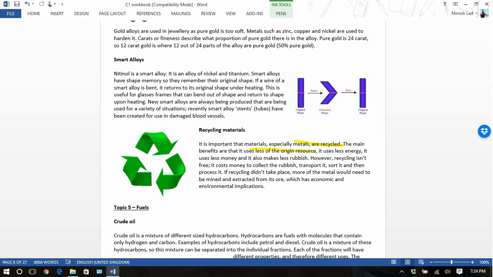That is the end of topic 4 of C1 GCSE Chemistry for Edexcel.